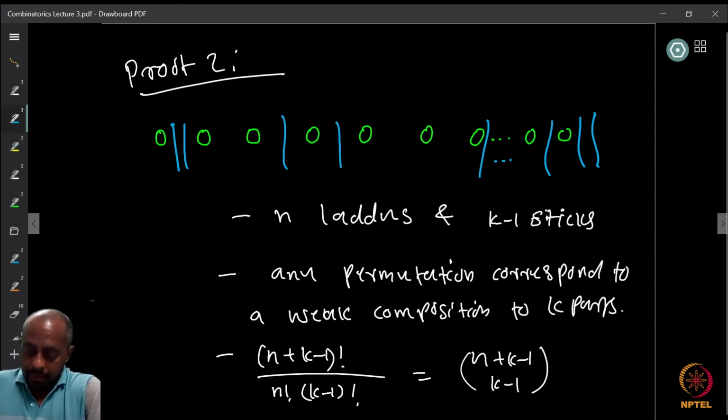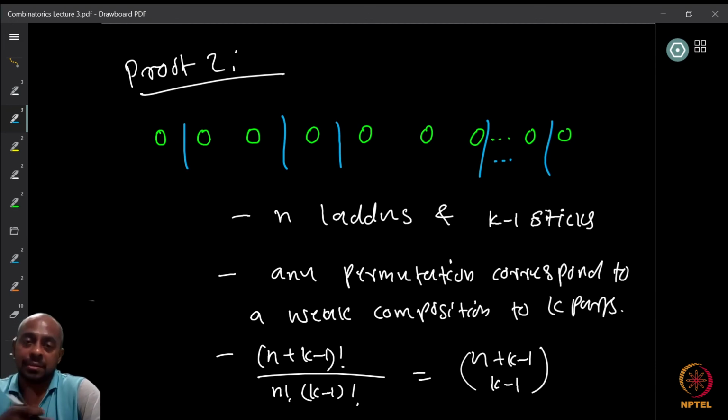So this is possible. But now all we have to do is find the number of possible arrangements of the laddus and sticks. But this we already know, right? Because we already said that laddus are one type. So there are n objects of type laddu, and then k minus 1 objects of type stick, right? So we want to arrange the laddus and sticks in any possible way, right? So how many possible arrangements are there?